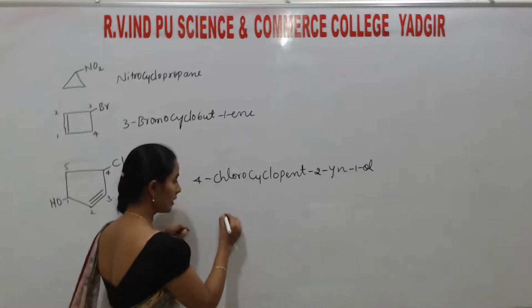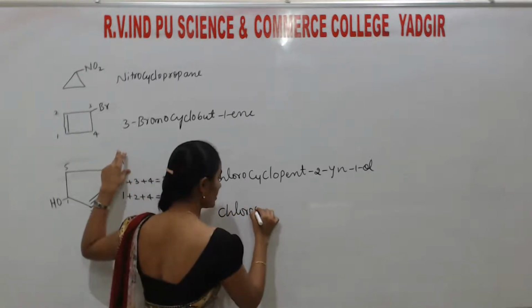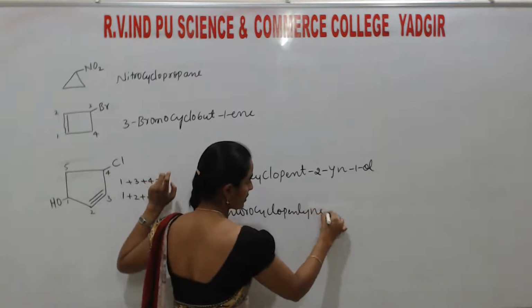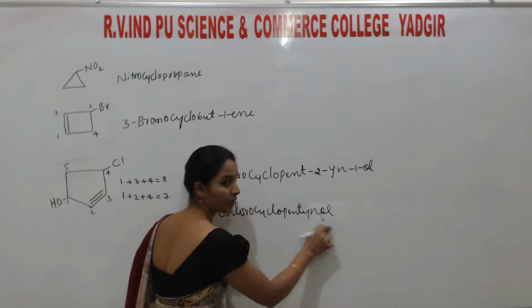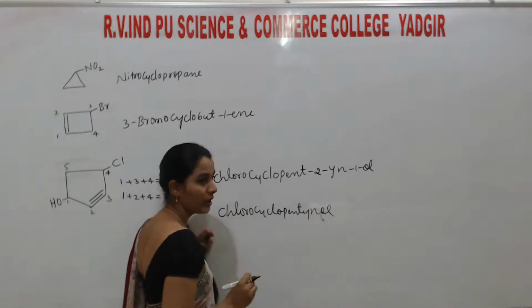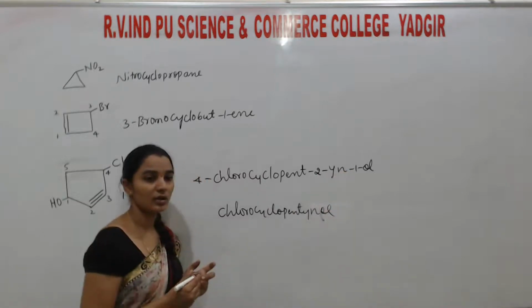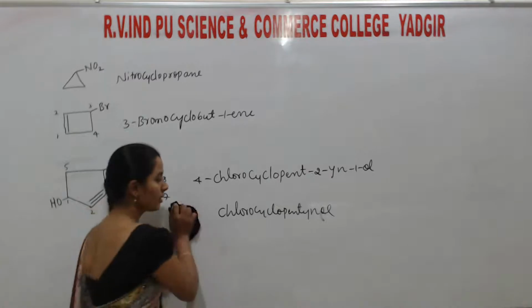So listen, I will just write the name only without that. Chloro is the prefix. Cyclopentyne is the parent chain. Last e is replaced by ol. Cyclopentynol. Chlorocyclopentynol is the name of the compound, and these numbers represent the positions of the chloro, OH, and multiple bonds present.